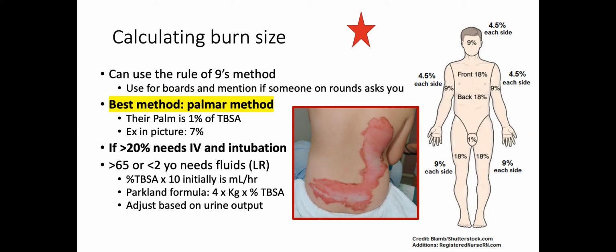Initially, you take their percent total body surface area of the burn and you times it by 10. And that is the initial fluid requirement given in milliliters per hour. A lot of times people use the Parkland formula for continuation of fluid, which is 4 times their kilograms times their percent total body surface area. And you're going to adjust fluids based on their urine output. So if they're peeing a lot, you can decrease the fluid. If they're not peeing, you've got to increase it.